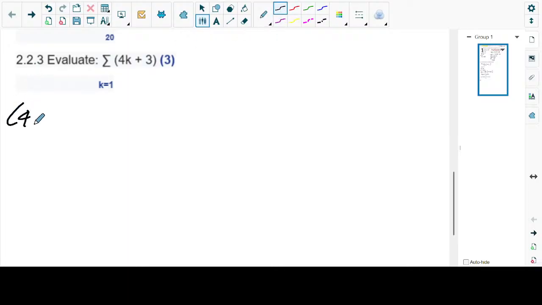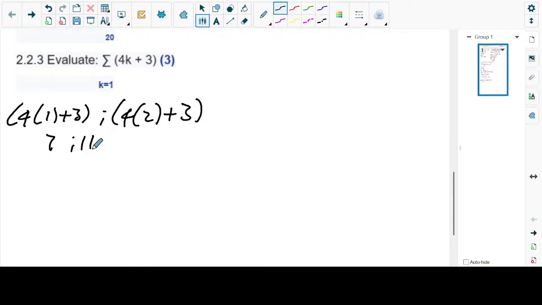We will have 4 times 1, plus 3. 4 multiplied by 1 is 4, plus 3 is 7. Then the next one is for k equal to 2. 4 multiplied by 2 is 8, plus 3 is 11. It's similar to the one we have at the top.